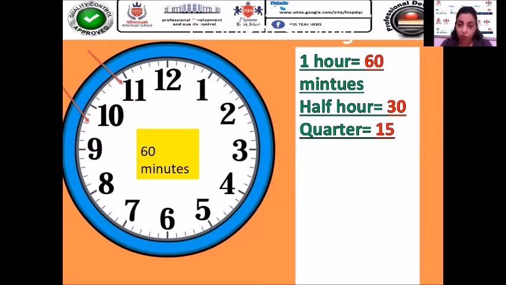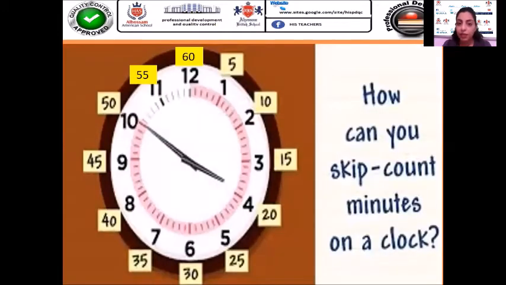Of course, you know that 1 hour is 60 minutes, half hour is 30 minutes, and quarter hour is 15 minutes. How do I know? Just count the minutes in the hour. I told you that each number has 5 minutes. So I'm going to count by 5, or skip counting by 5. 5, 10, 15, 20, 25, 30, 35, 40, 45, 50, 55, 60. So 60 minutes in 1 hour.